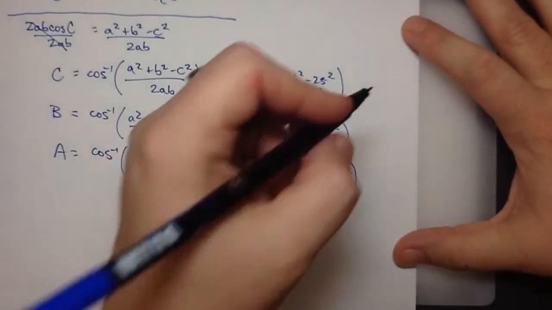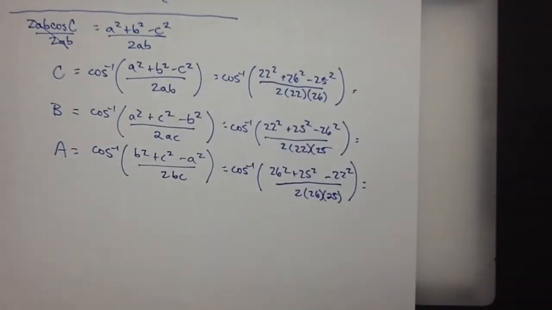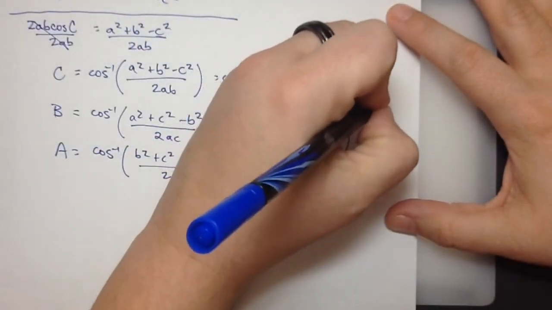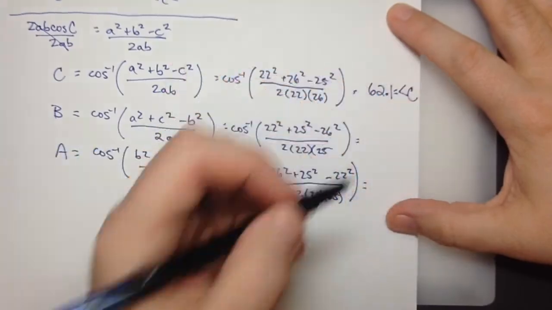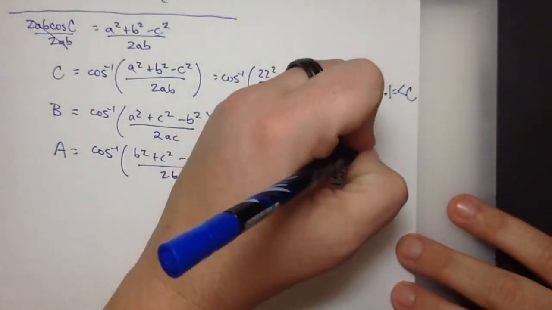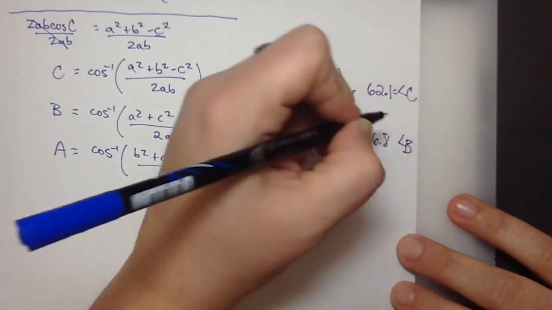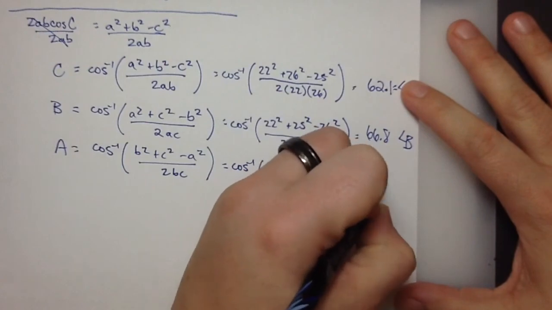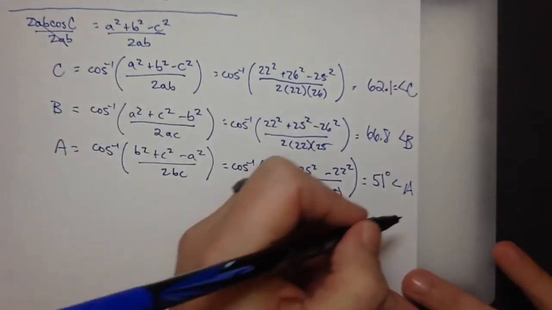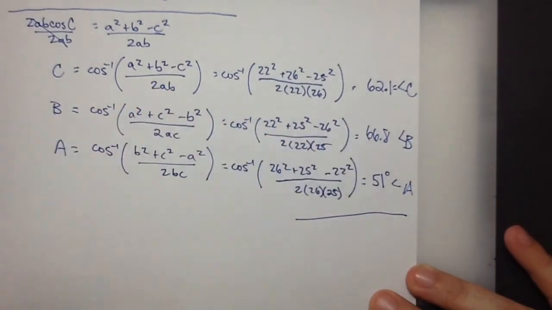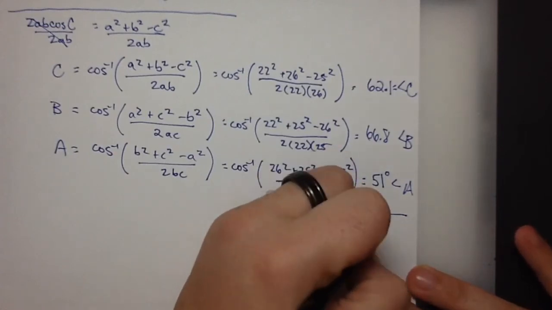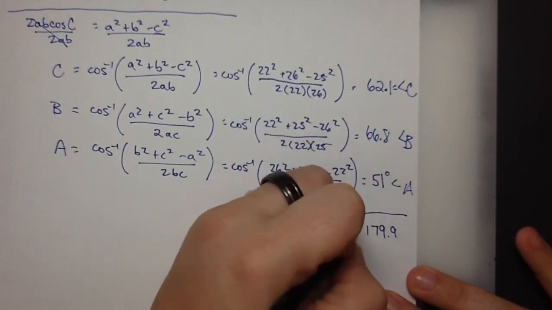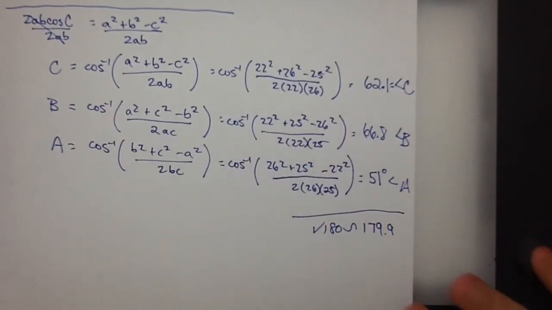So then 62.1 is angle C, 66.8 is angle B, and 51 degrees is angle A. Now just as a quick check, let's add them all up. 62.1 plus 66.8 plus 51 gives us 179.9. Well, that's about 180, so we'll take it.